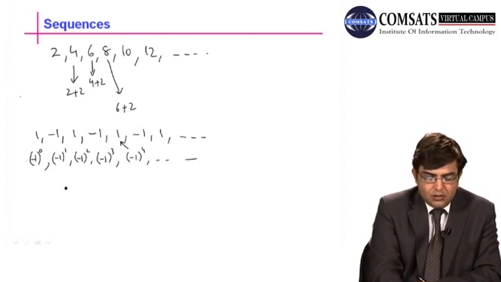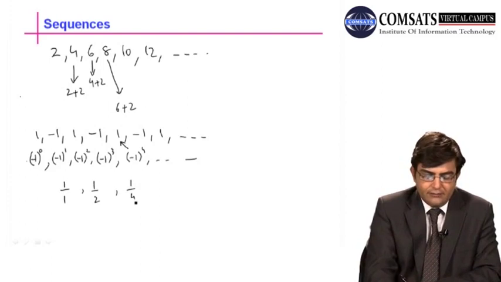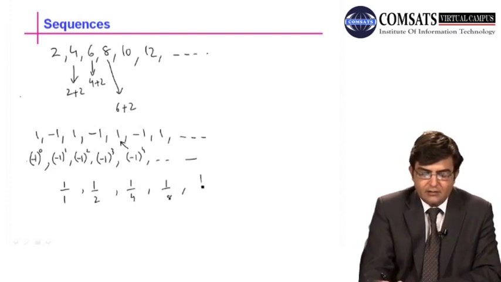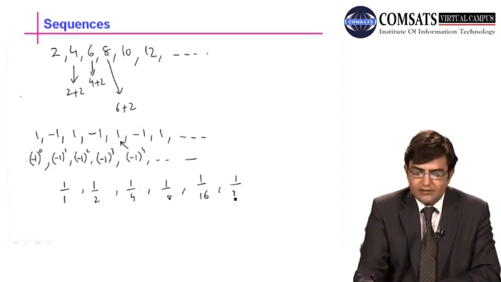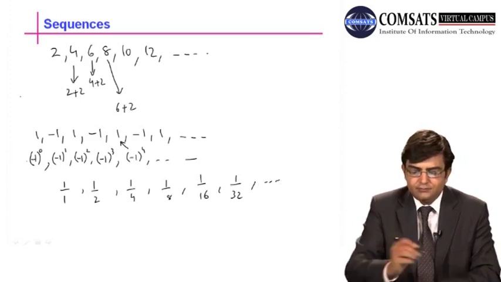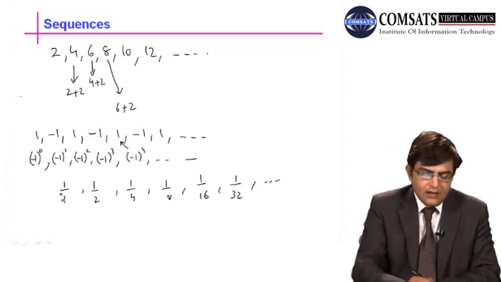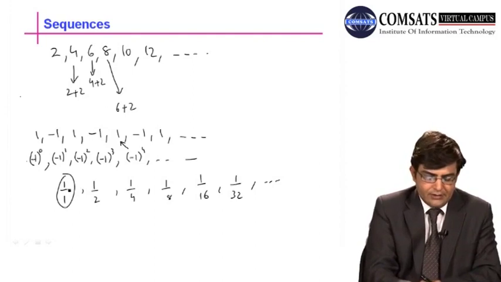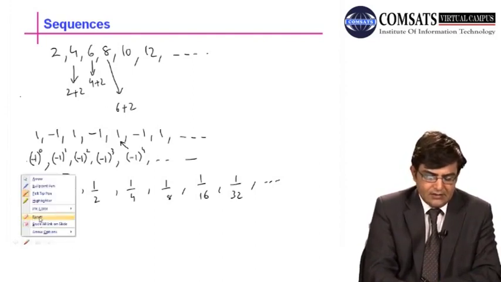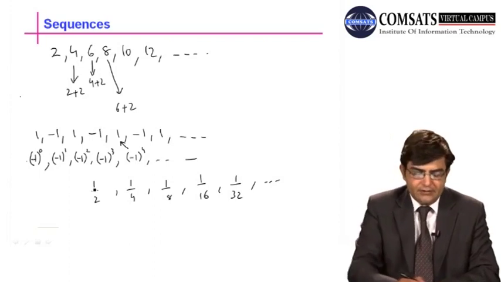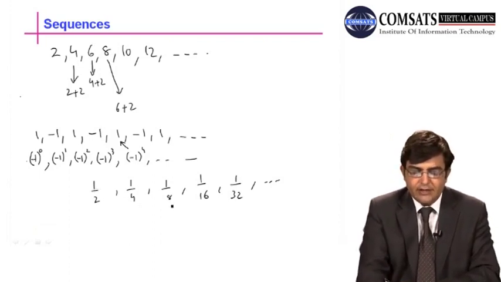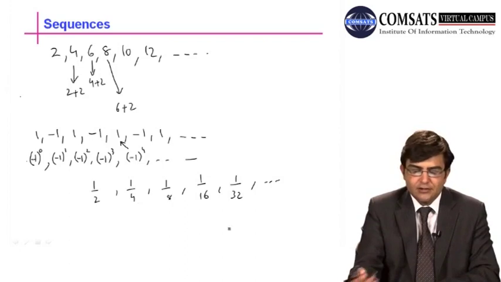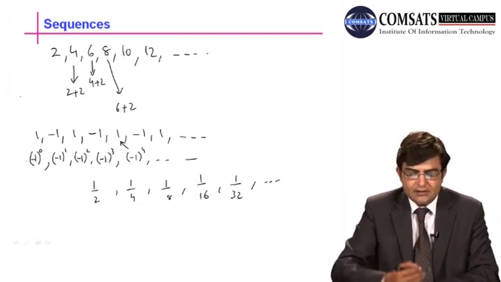Another example of a sequence is 1 over 1, 1 by 2, 1 by 4, 1 by 8, 1 by 16, 1 by 32, and so on. Another example of the sequence is 1 by 2, 1 by 4, 1 by 8, 1 by 16, 1 by 32, and so on.